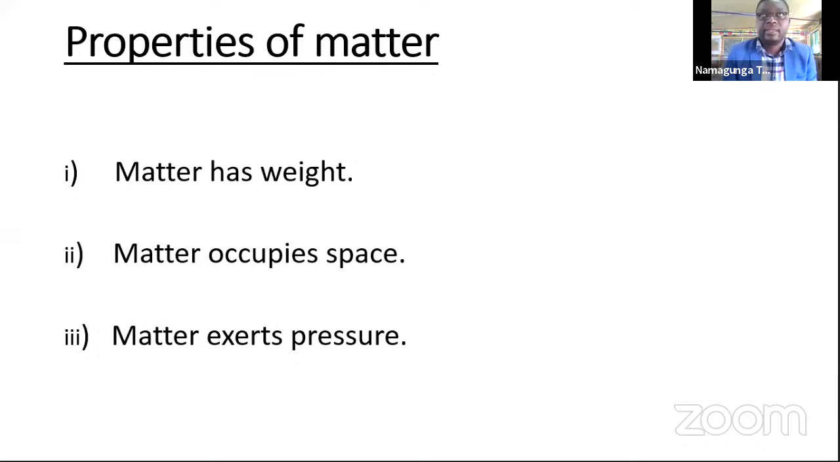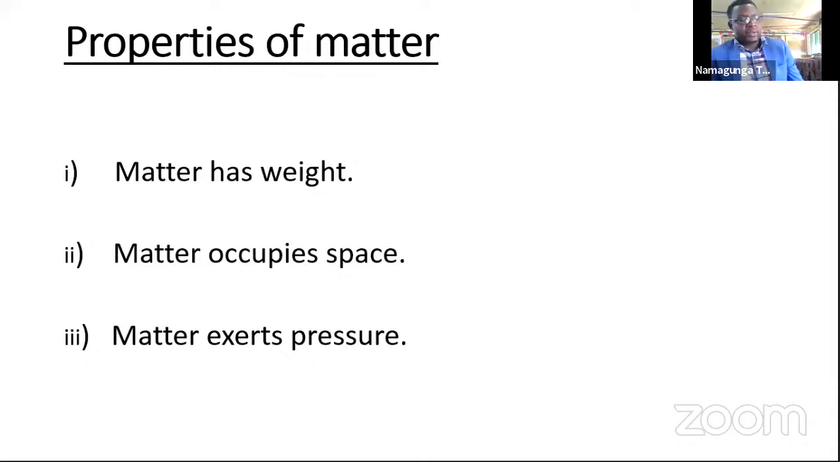Atwaire, can you read for us all the three properties? Read all the three properties. Please unmute. Matter has weight. Yes. Matter occupies space. Then matter exerts pressure. Wow, wonderful.